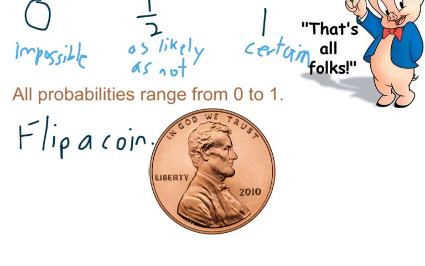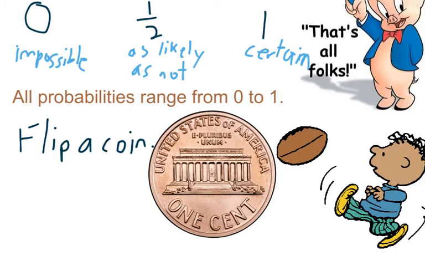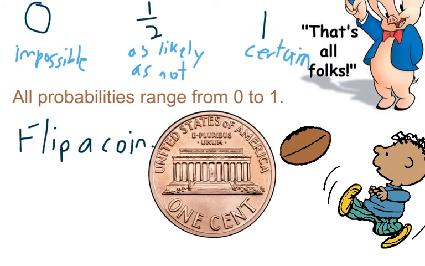All right, now flipping a coin has been around for a long time as a fair way to decide things, because it's as likely as not that it's going to be heads, or as likely as not that it's going to be tails. We even use the coin flip as a means to determine who's going to kick off in football.